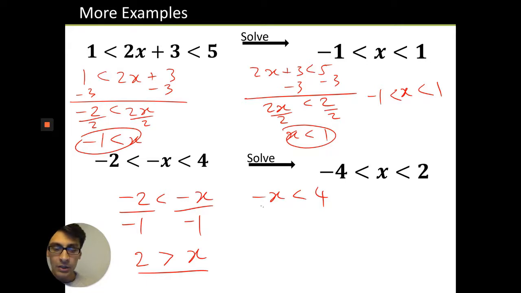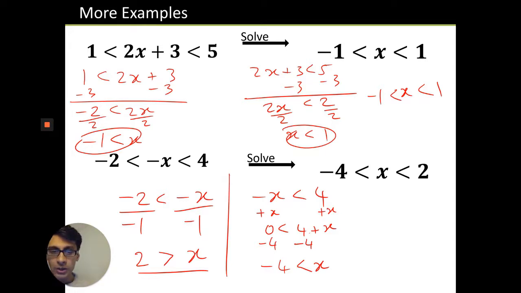Our second inequality, I'm going to do it the other way around now. I'm going to add x to both sides. So then I end up with 0 is less than 4 plus x. And then I'm going to take away 4 from both sides. So this time I don't need to change the direction of the sign. And you'll notice I still get the correct answer. Negative 4 is less than x.